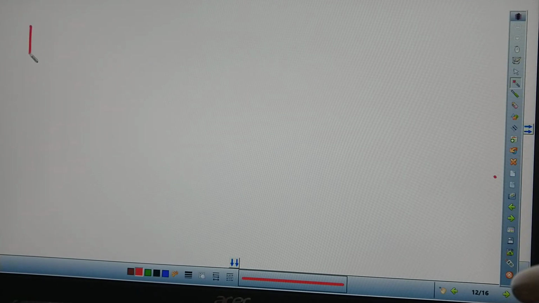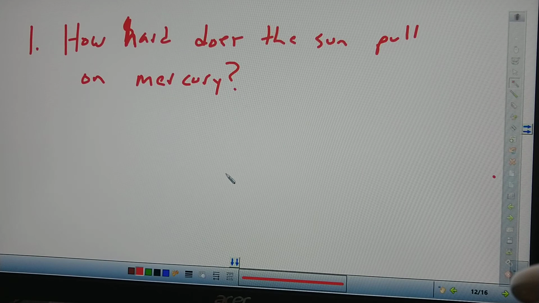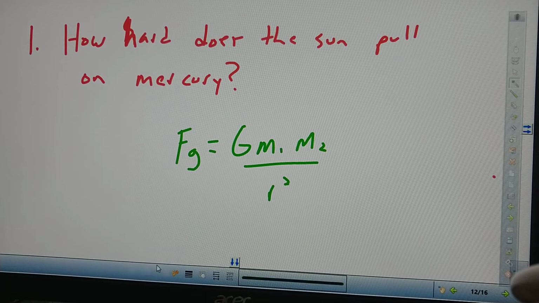And here are the problems. Number 1, how hard or with what force, okay, does the sun pull on Mercury? Okay? How hard does the sun pull on Mercury? You're going to use F of G equals G, M1, M2, over R squared. You're going to put the sun's mass here, Mercury's mass here, the distance from Mercury to the sun right here, and solve the problem.